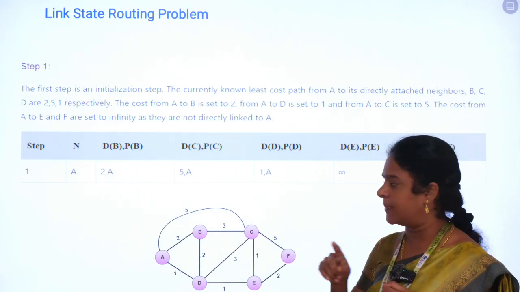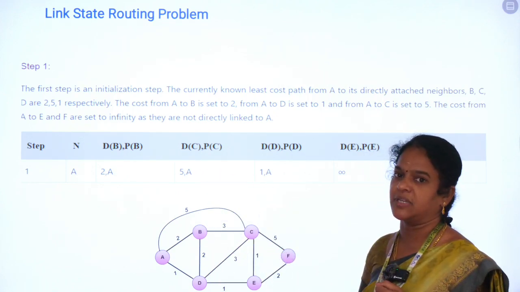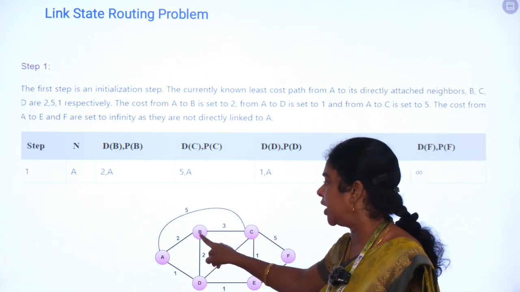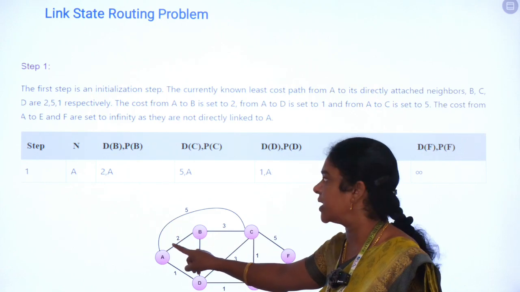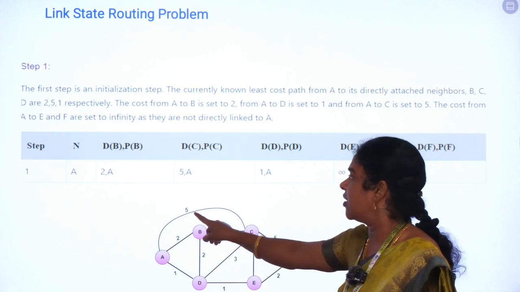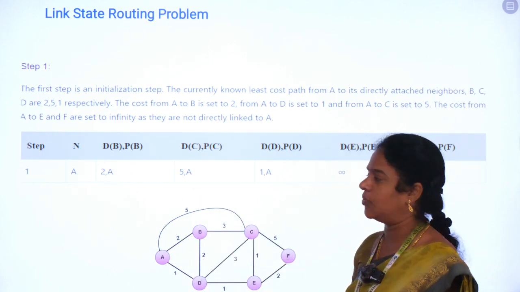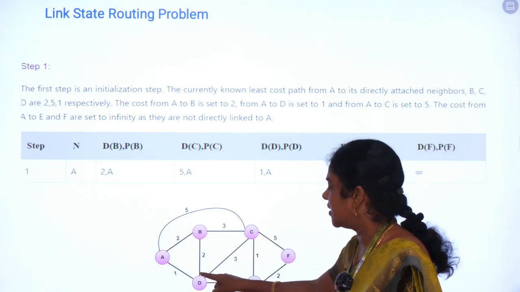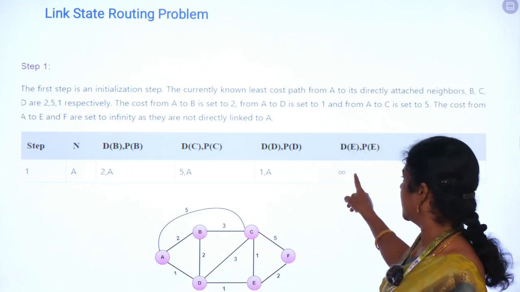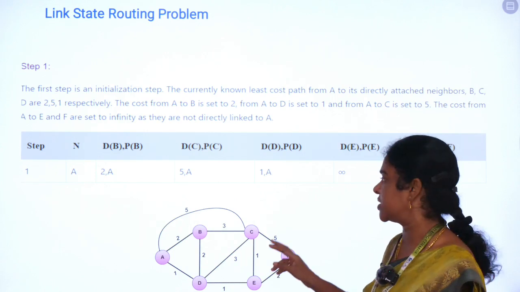D means the cost, and P means the previous node it is connected to. First you find node B. A to B cost is 2, so the root node is A only. Next, A to C cost is 5, and the previous node is A only. A to D cost is 1, and the previous node is A only. A to E and A to F have no direct path, so we write infinity. This is the initialization step.